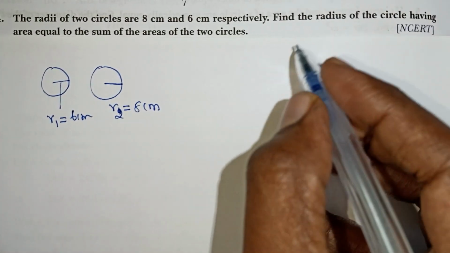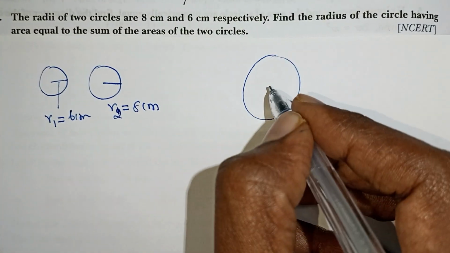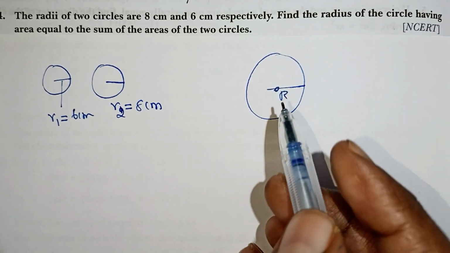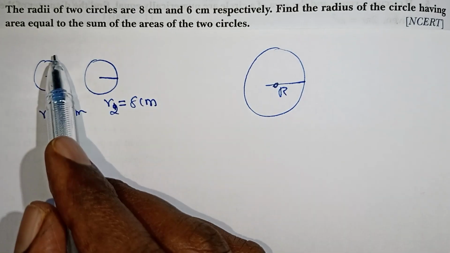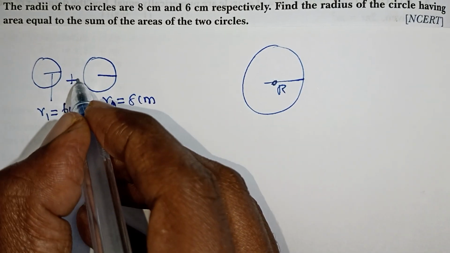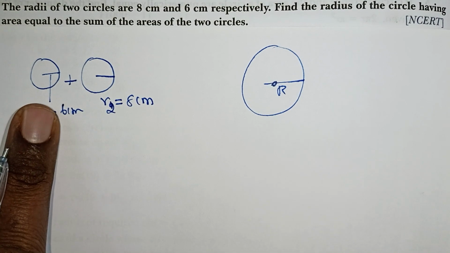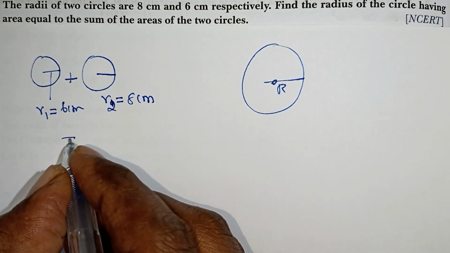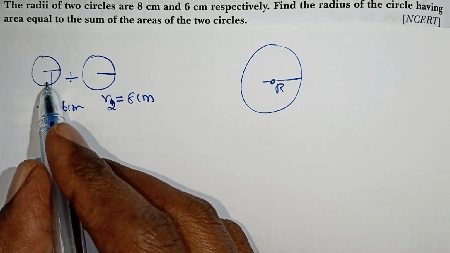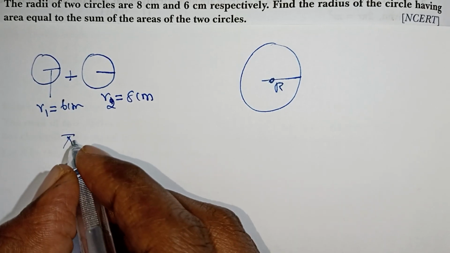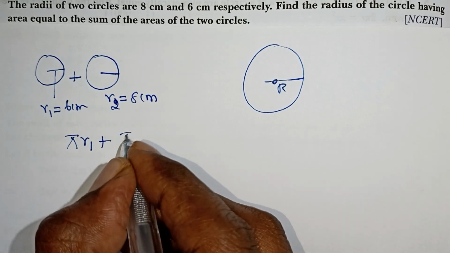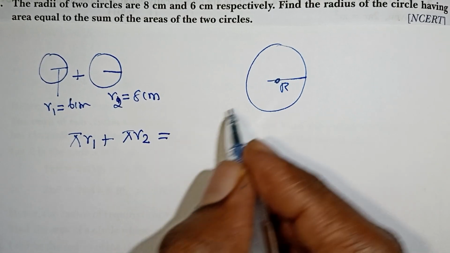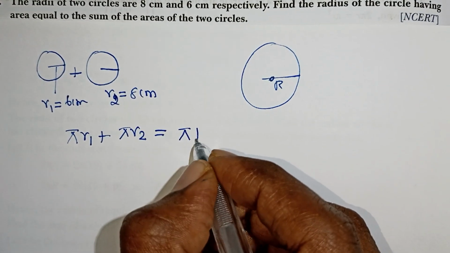Now we are going to find the radius of one more circle. The radius of the big circle we need to find. This area will be equal to the sum of the areas of these two circles. The area of the big circle is the area of these two small circles, that is given in the question. So the area of a circle formula is pi r squared. For this circle the radius is r1. So pi r1 squared plus pi r2 squared, the sum of these two areas, will be equal to the area of the big circle, that is pi R squared.